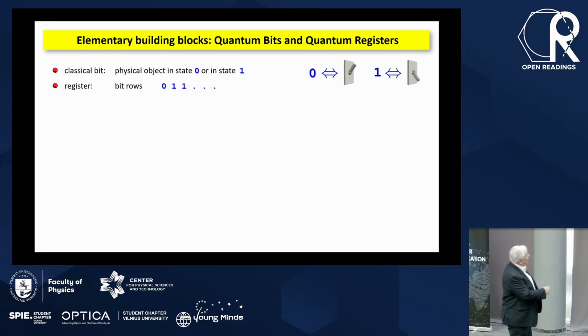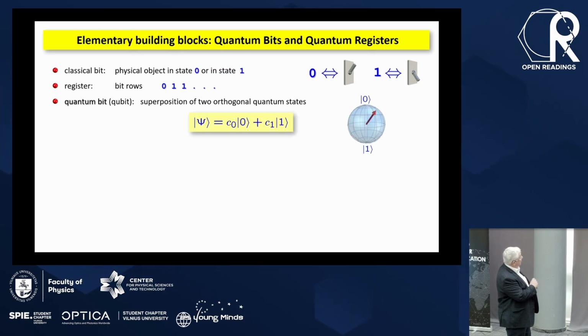You all know in the classical computer, the classical bit is a physical object in either state 0 or 1, or simply a switch in the position up or a switch in the position down. And with this, we form a register. As you see here, that's a bit row, could be zeros and ones, could be 32 or 64 bits as in classical computers. In the quantum world, we take the simple generalization of zeros and ones.